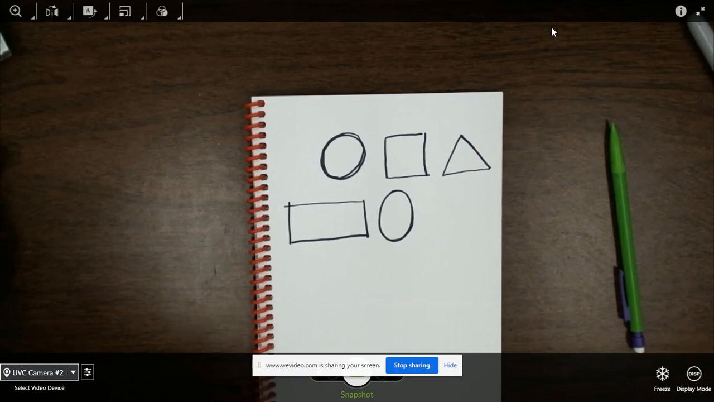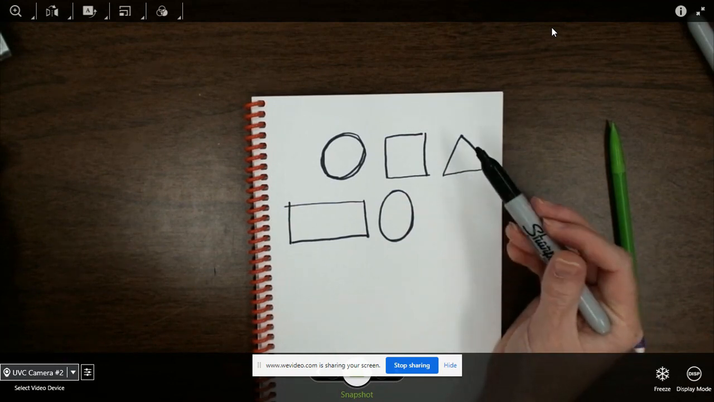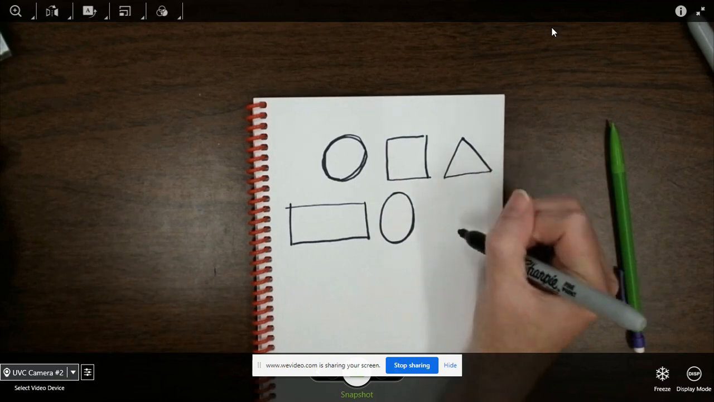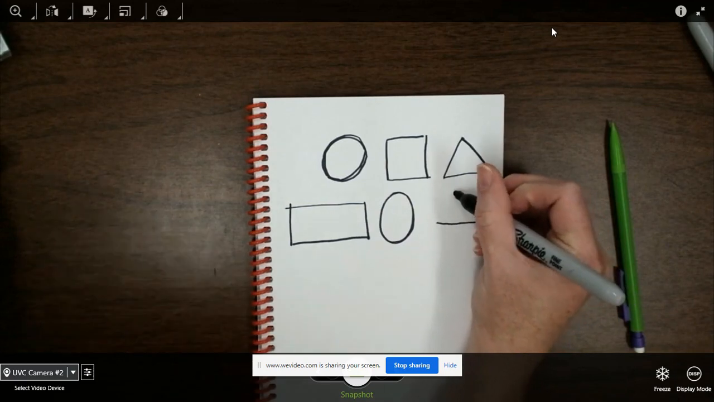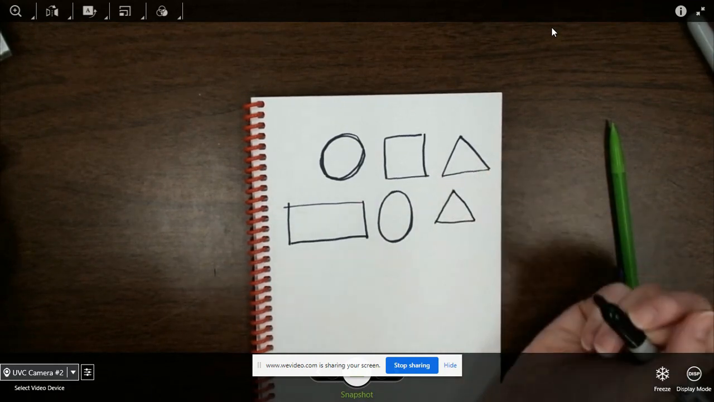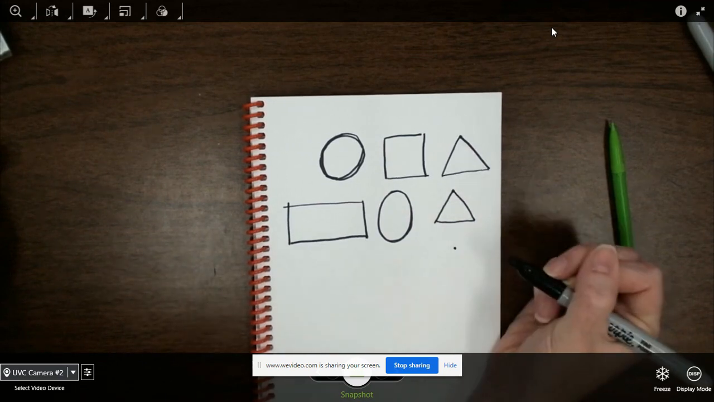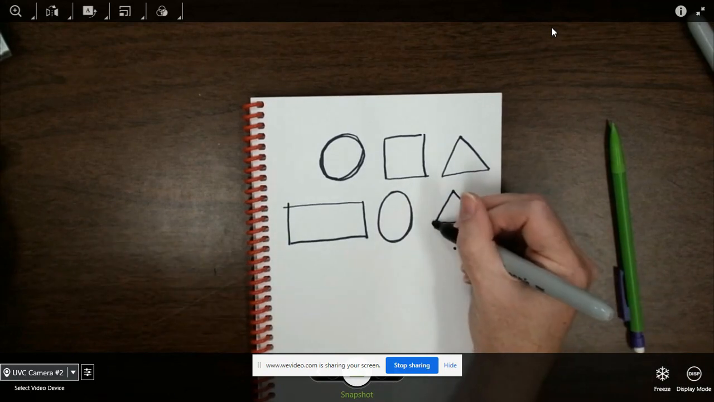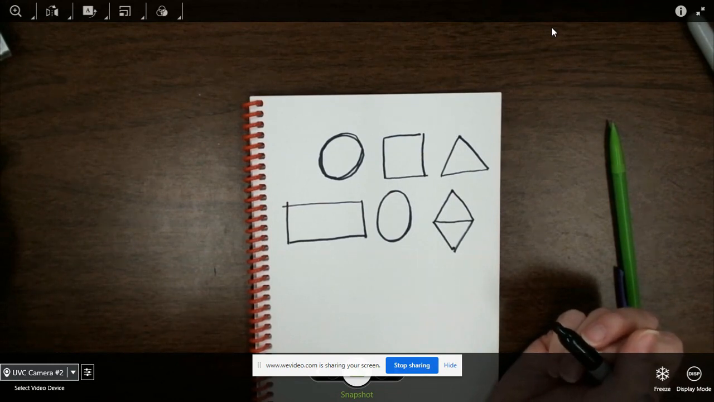Now let's try a rhombus or a diamond. If you think about it, a rhombus is just two triangles put together, but one is upside down. So let's start with our triangle. And remember, I like to put a dot so I know where I'm going. Okay, and then upside down. I'm going to put my dot down here and connect my lines. Now I have a rhombus diamond.